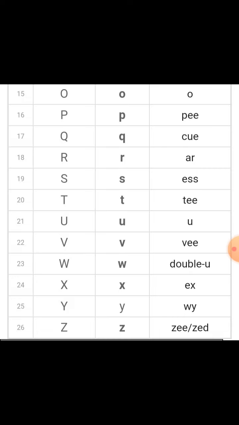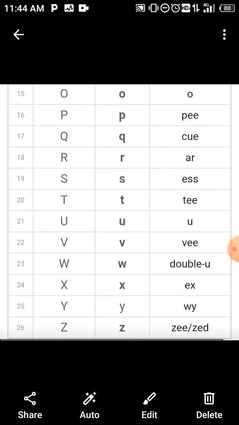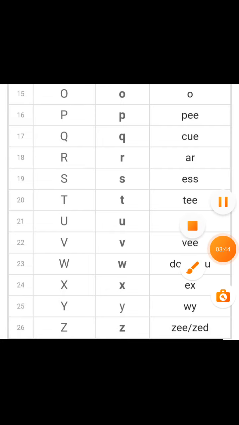T, U, V, W. W equals double U. X, Y, Z. Half form Z and full form Z.